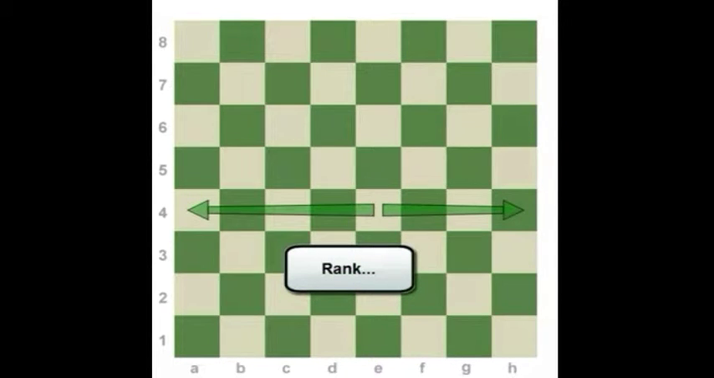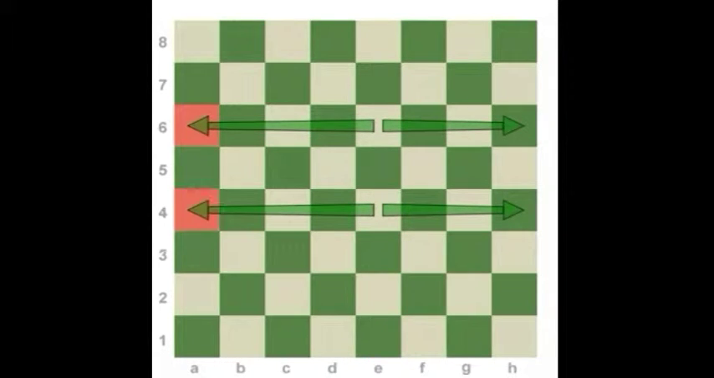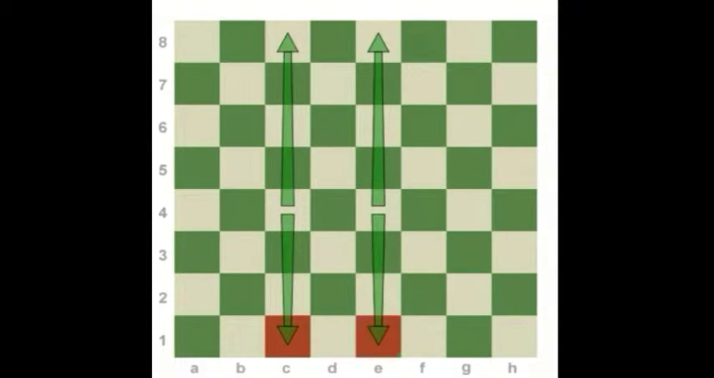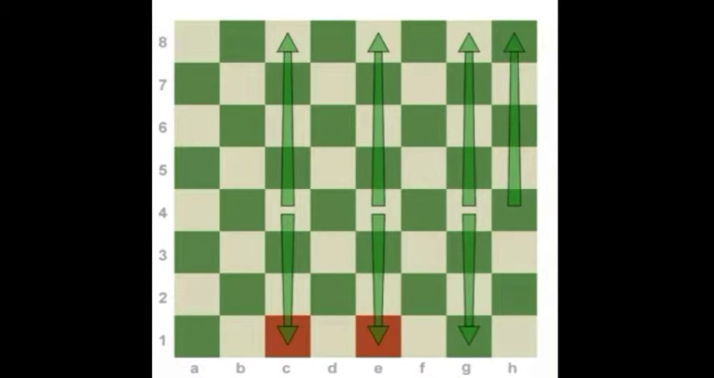Rank is a term we use to describe the side-to-side direction in chess, this being the 6th rank, the 4th rank, and here the 2nd rank, and so on. The next term you need to know is file. File is a term we use to describe the up and down direction of a chessboard, with this being the C file, the first one I highlighted being the E file, the G file, the H file, and so on and so forth.